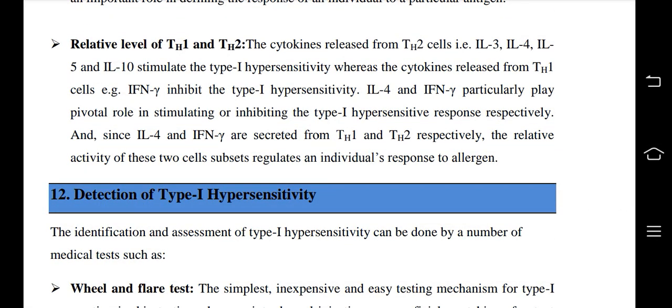So, relative level of Th1 and Th2 cytokines matters. Cytokines derived from Th2 cells, IL-3, IL-4, IL-5 and IL-10, stimulate the type 1 hypersensitivity, whereas the cytokines released from Th1 cells, IFN gamma, inhibit the type 1 hypersensitivity. IL-4 and IFN gamma particularly play a role in stimulating or inhibiting the type 1 hypersensitive responses respectively. And since IL-4 and IFN gamma are secreted from Th2 and Th1 respectively, the relative activity of these two cell subsets regulates an individual's response to allergen.